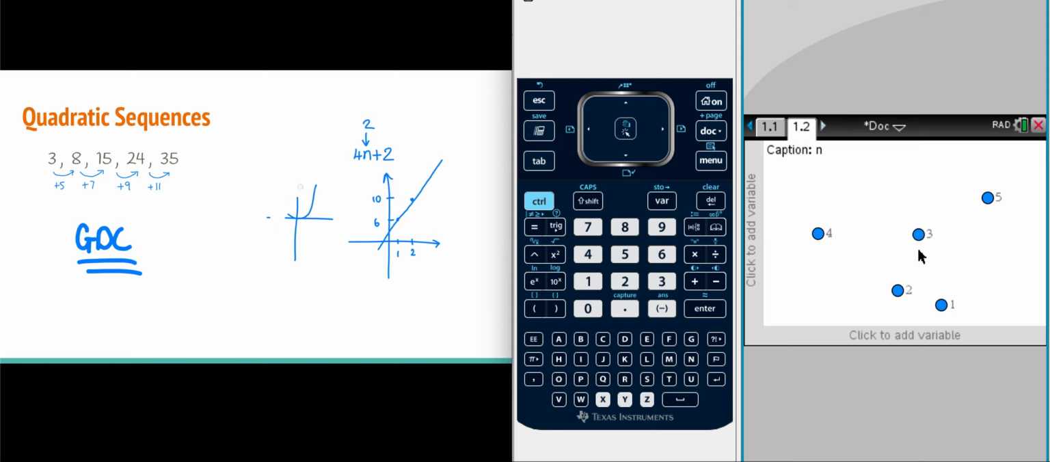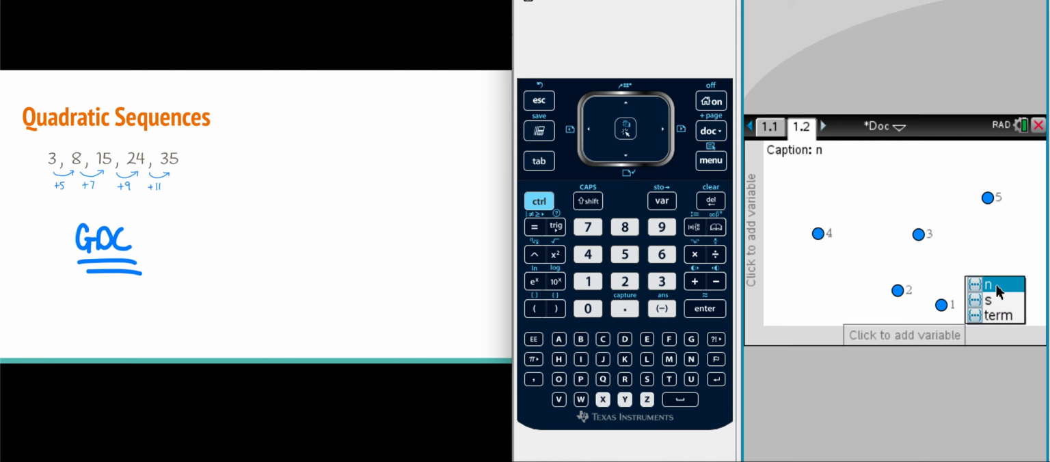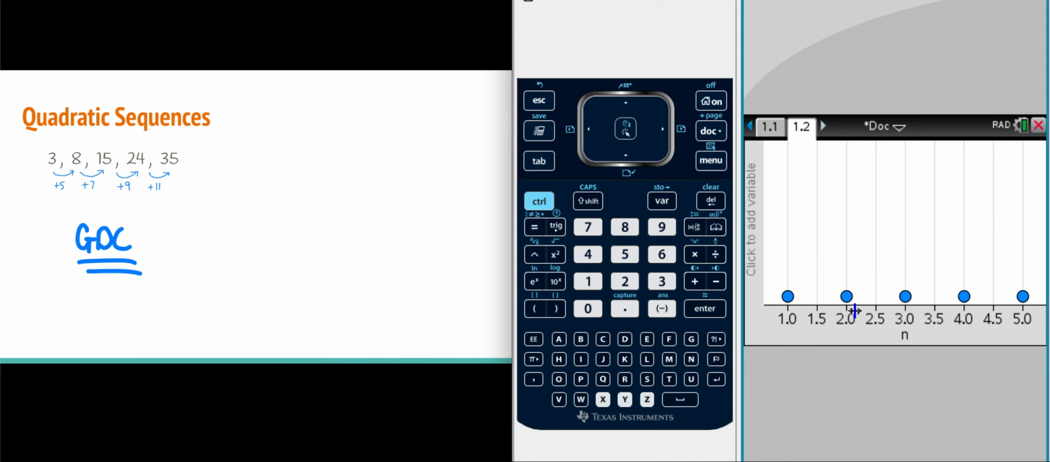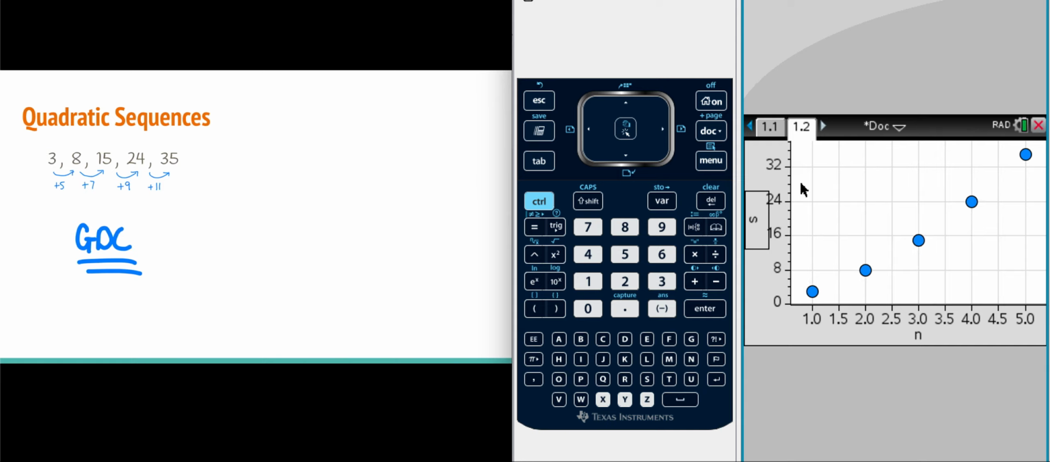So the reason that we're typing this into the GDC is because the GDC is going to help us to work out what the answer is, whereas we can't do it by hand. So I'm going to have my n, which is like what term it is, so the first term, the second term, the third term, fourth term, and fifth term. And then along the y-axis, I need to select s, so that's the value of the sequence. So for the first term, it was 3, the second term, it was 8, the third term was 15, fourth term, 24, and the fifth term, 35.